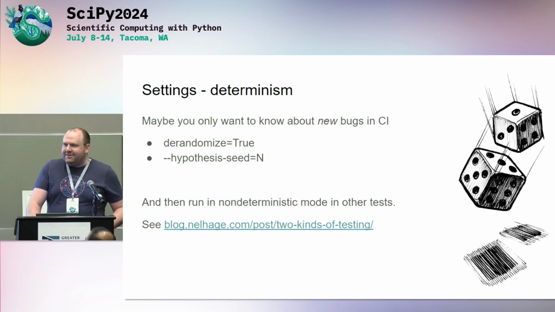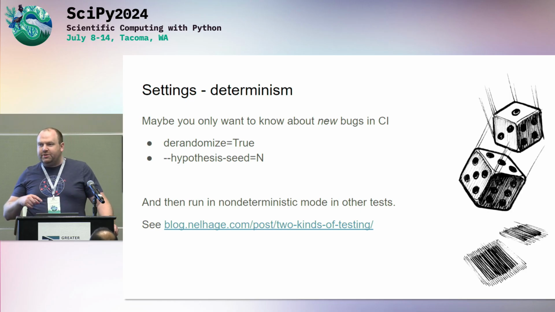If you really like deterministic things, we have a derandomize flag, which makes things exactly bit for bit reproducible. You can also specify hypothesis seed on the command line. If you do this, I strongly recommend running non-deterministic tests in a different CI run, or nightly, for example. The reason you might want to do this is that some people want their tests in CI to only check whether the pull request introduced a new bug.